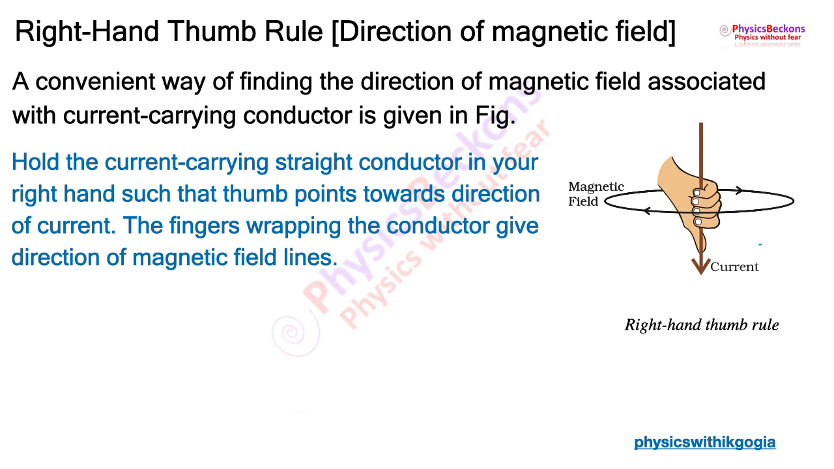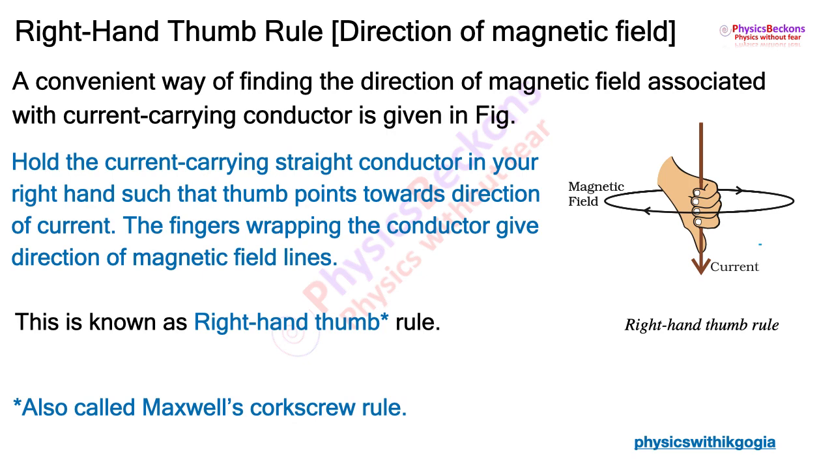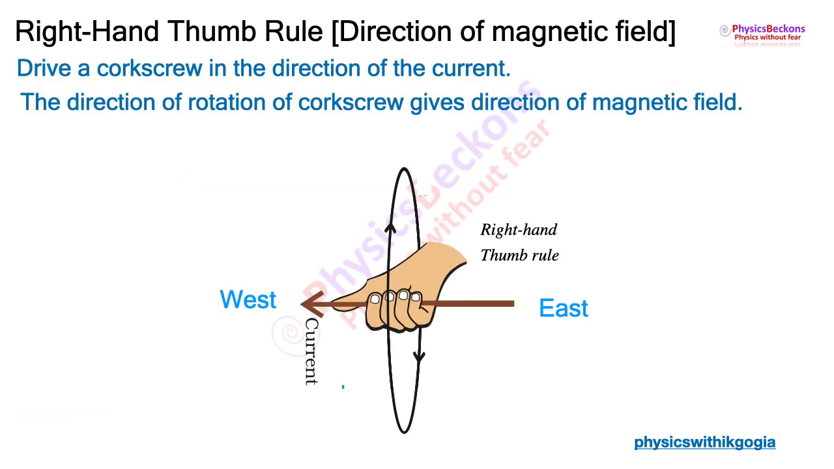The fingers wrapping the conductor give the direction of magnetic field lines as marked by the circle. The circle has arrows which point along the direction in which the fingers are wrapping the conductor. This is known as right hand thumb rule, and we also call it Maxwell-Cork rule. Now, what is Maxwell-Cork rule?